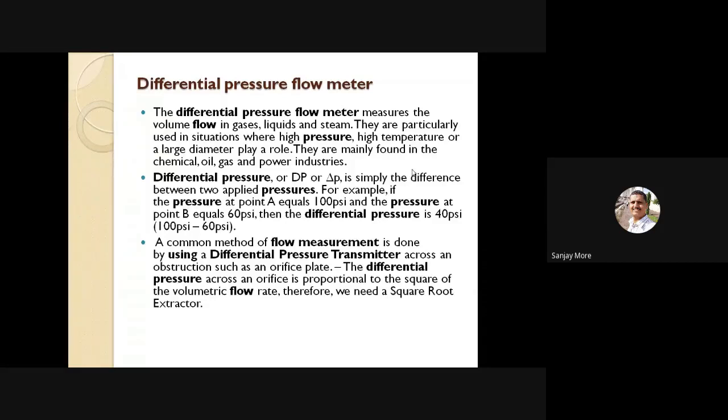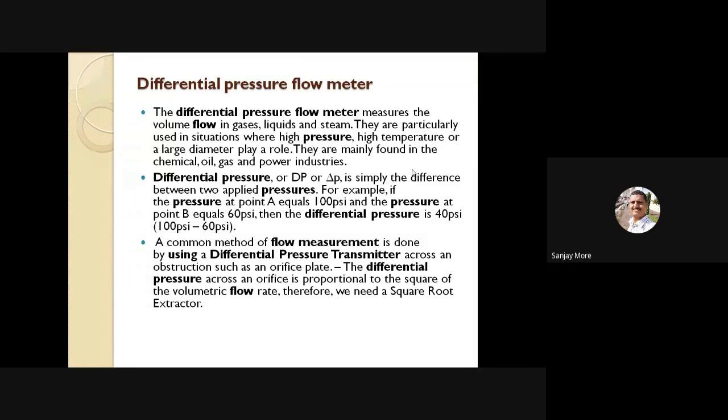So differential pressure, or DP, is simply the difference between two applied pressures. For example, if pressure at point A is equal to 100 psi, pounds per square inch, and pressure at point B is 60 psi, then the difference is 40 psi, 100 psi minus 60 psi. This is the difference between two different points A and B.